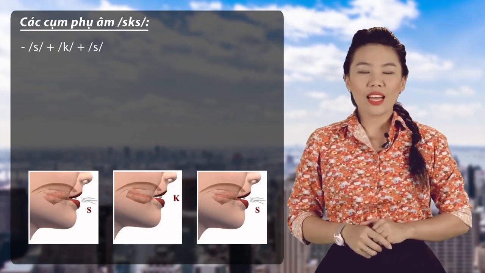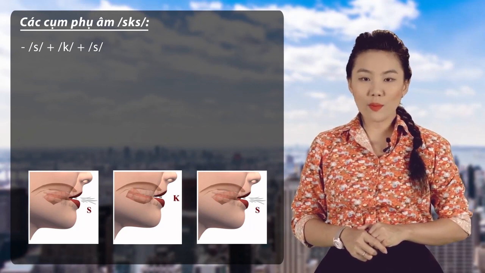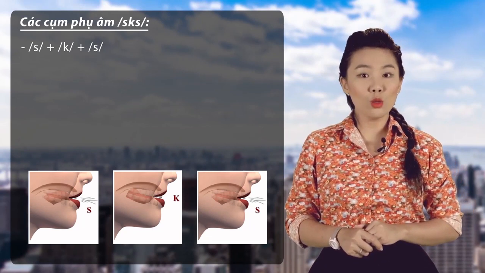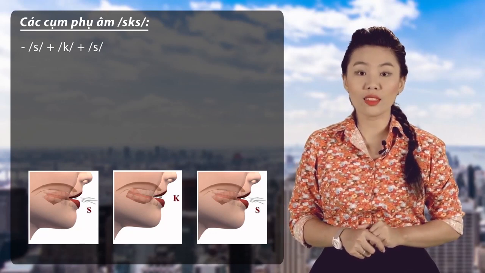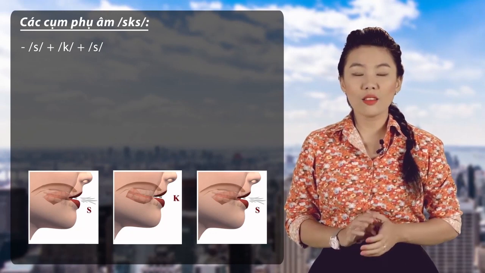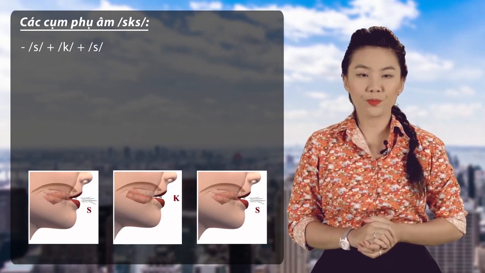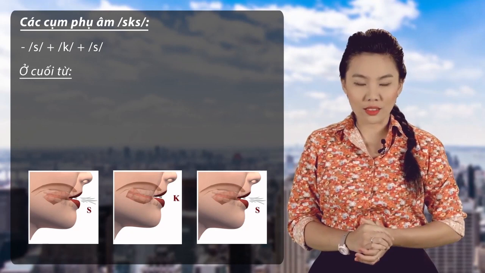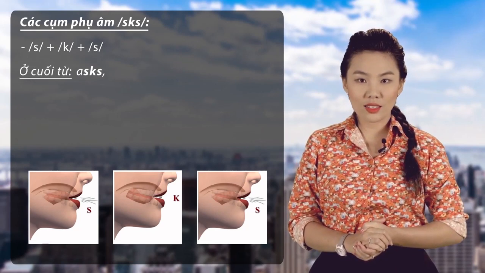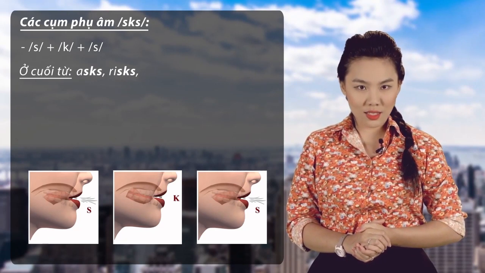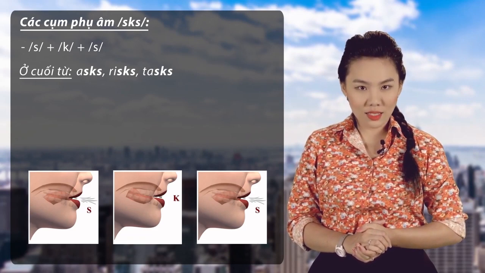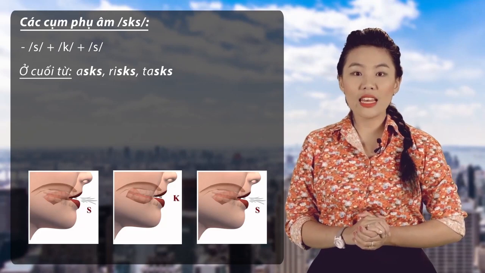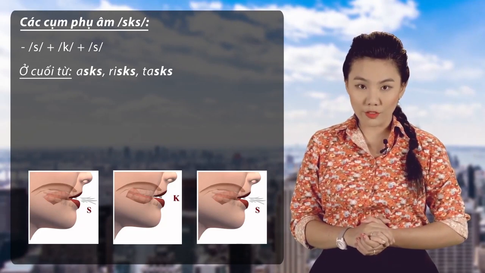Bây giờ chúng ta hãy thực hành âm trong các từ. Trong tiếng Anh, tổ hợp hầu như luôn luôn chỉ xuất hiện ở cuối danh từ số nhiều và ngôi thứ ba số ít. Tổ hợp ở cuối các từ chẳng hạn như asks, risks, tasks. Chúng ta nói âm dài để nhớ rằng đây là một âm quan trọng cần phải được phát âm.